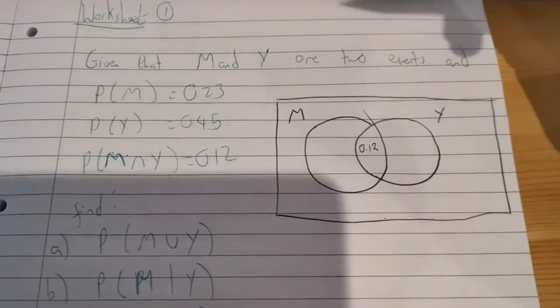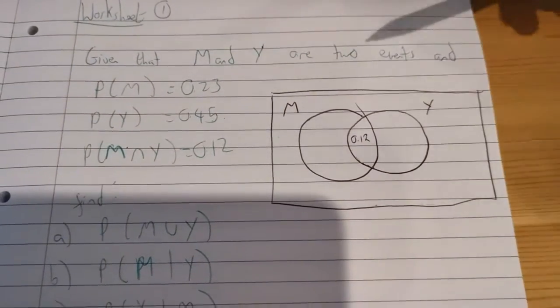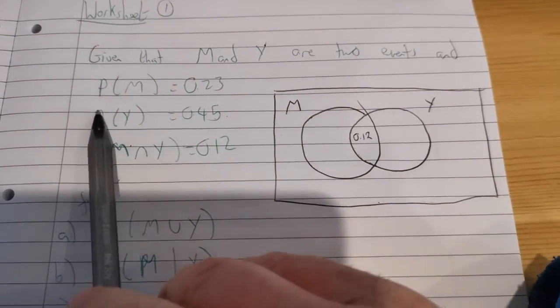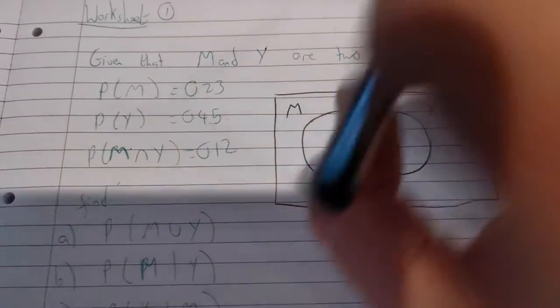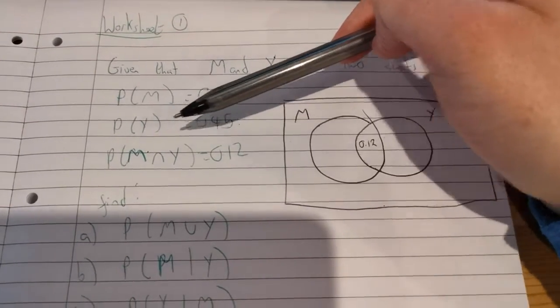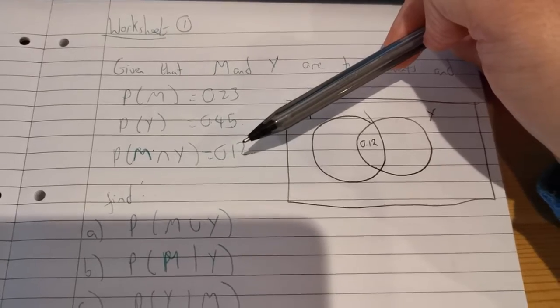Okay guys, I'm just going to talk through one of the worksheet questions because I know a lot of people have been struggling with conditional probability. So let's have a look at this question. Given that M and Y are two events, the probability of M is 0.23, the probability of Y is 0.45, and the probability of M and Y equals 0.12.